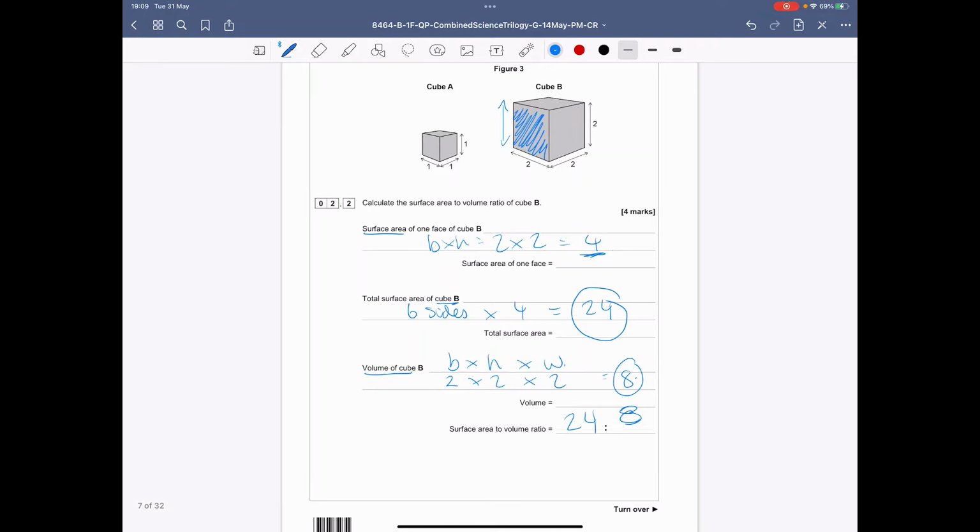You can simplify it if you want to, but you don't have to. It hasn't asked you to do it. You could simplify it by dividing both by 8, because 24 is a multiple of 8, and just put it as 3:1. But if you left it at 24 to 8, that would still get you the marks.